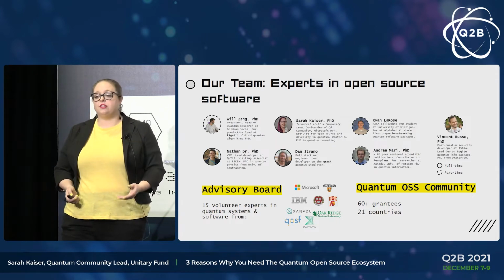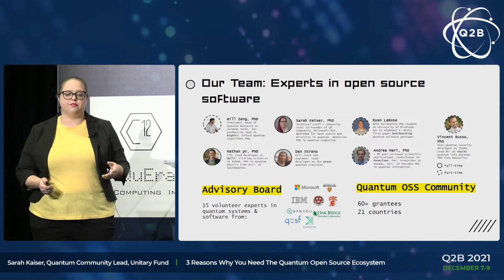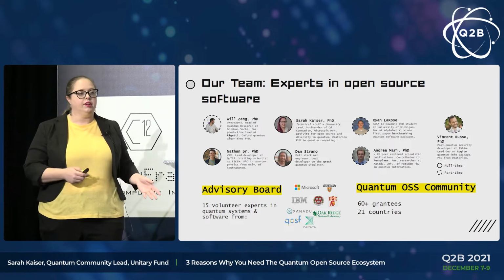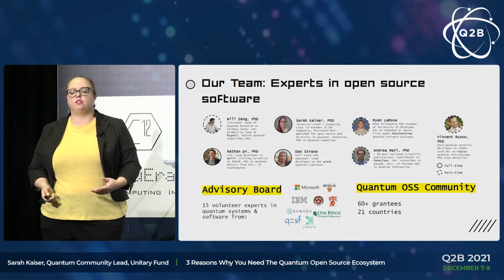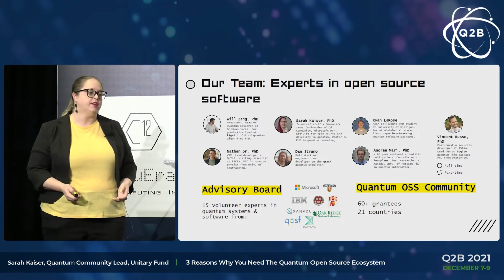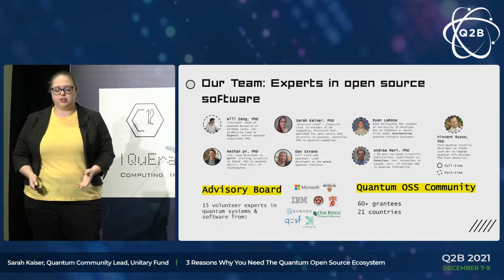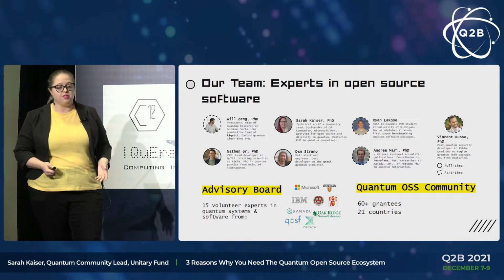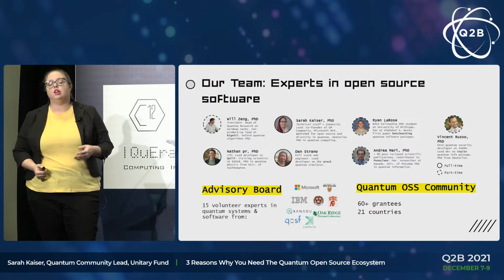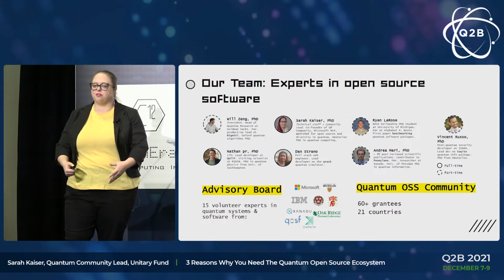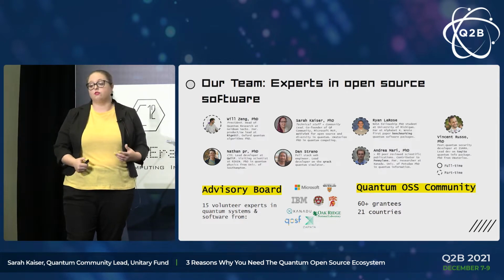And we also have an advisory board that helps kind of review the microgrants we give out and help kind of steer the direction of projects that we're working on. And we really view the open source community more broadly as a critical part of our team. Just from the projects that we've worked on alone, there's over 60 micrograntees that have kind of come into this space in over 21 countries.